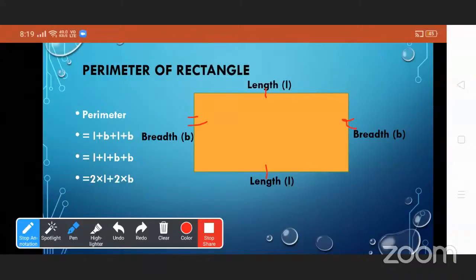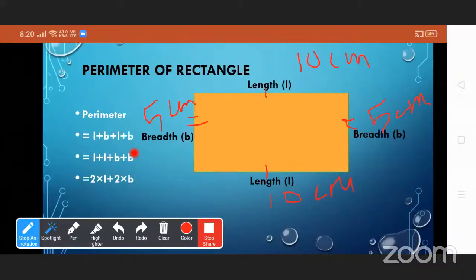So if the length is 10 centimeters, then this is also 10 centimeters, na? And the width is 5 centimeters. Then this side is also 5 centimeters. So to find the perimeter of a rectangle, we have to add all four sides, na? So L plus B plus L plus B. L means the length of this rectangle and B means the breadth of the rectangle.